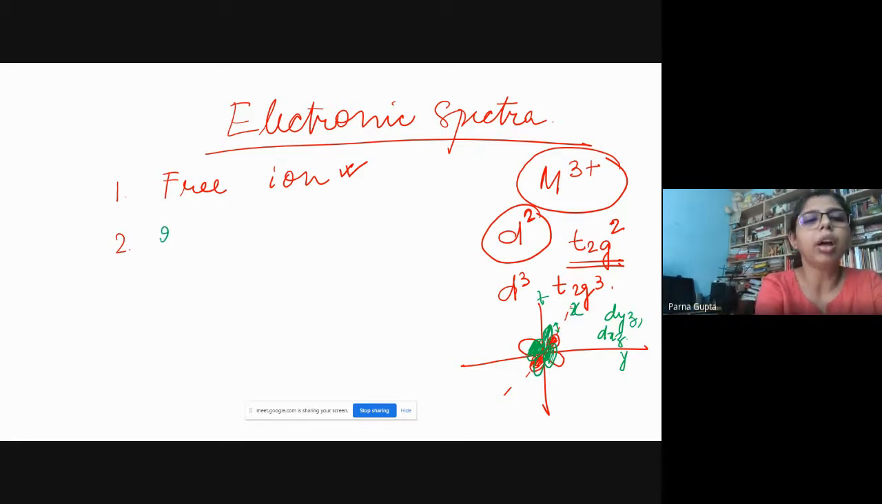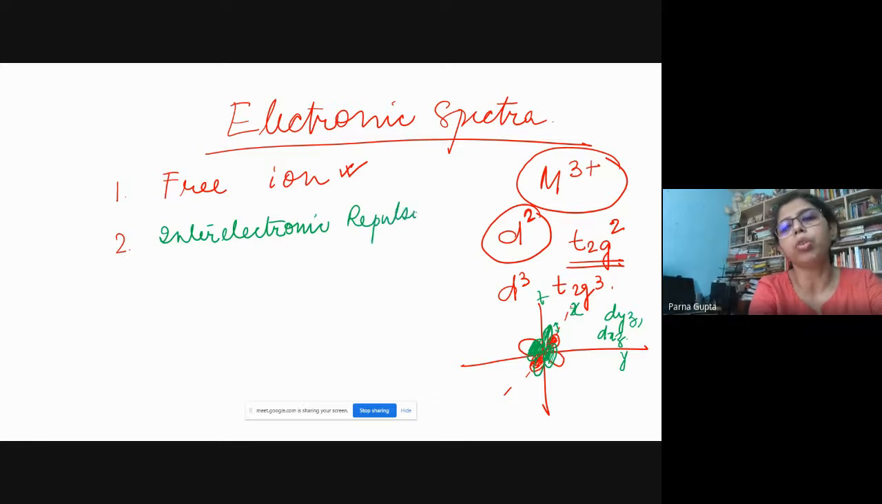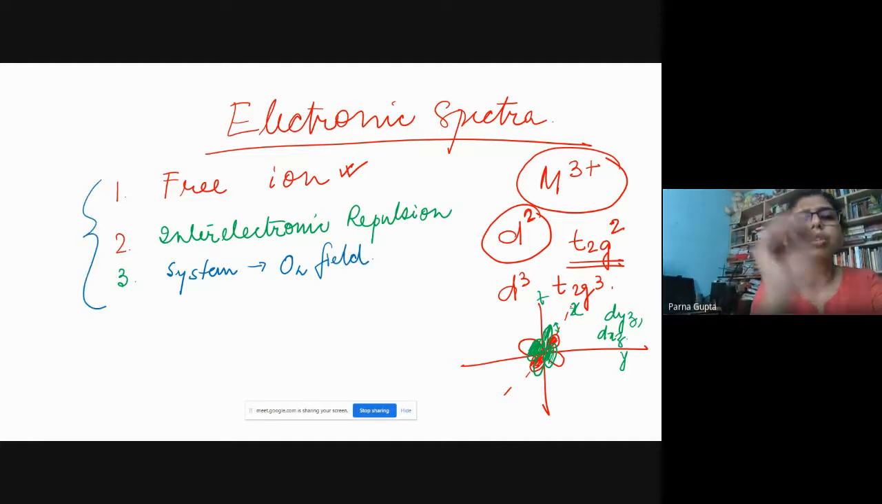Then you have inter-electronic repulsion. Now the third is the d system, which you put in an octahedral field. So these three things we need to consider.